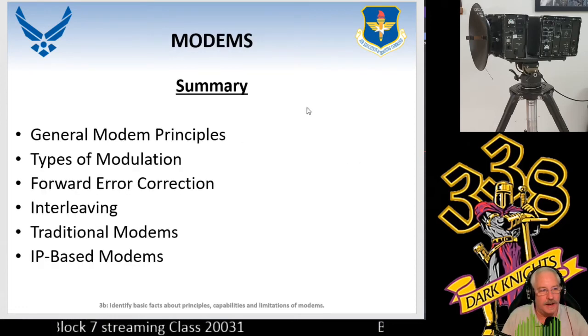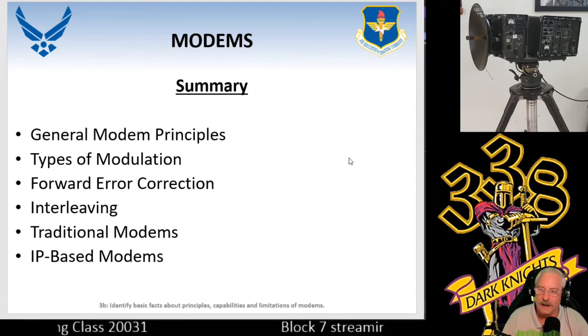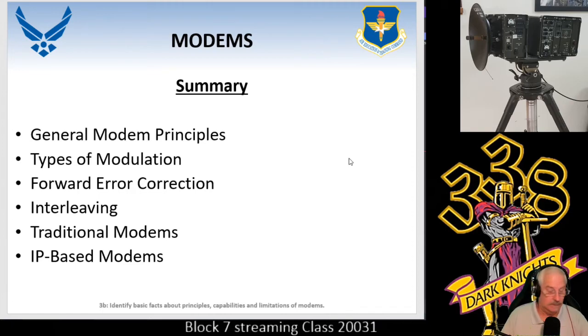So next up we have the general modem principles, types of modulation, forward error correction, interleaving, traditional modems, and IP-based modems. Any questions on that? I know it's going to take some time. I'll do my best to get this up online today, or tonight would be a better way of saying it.